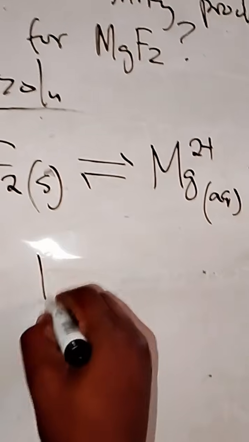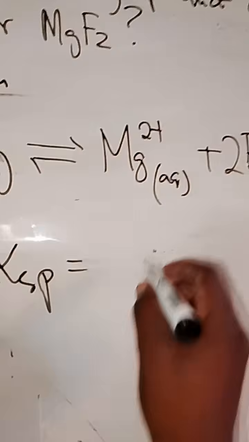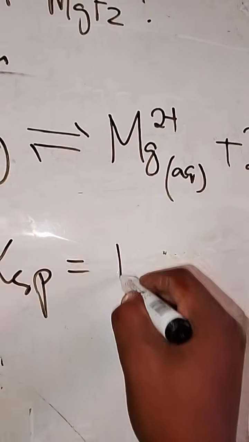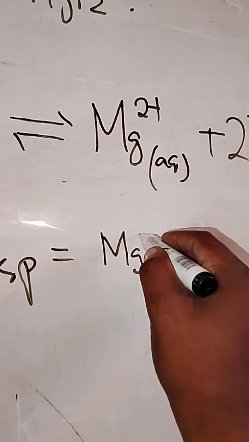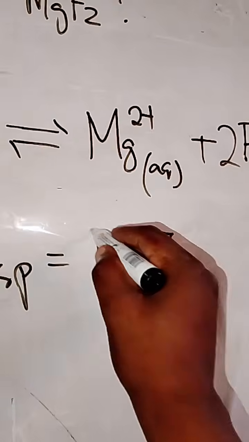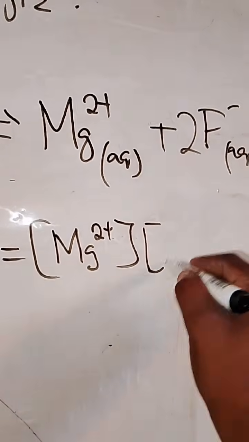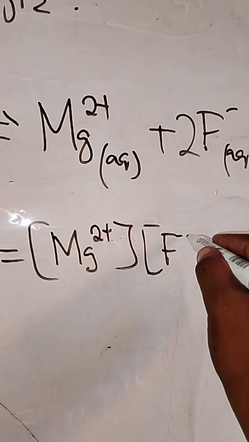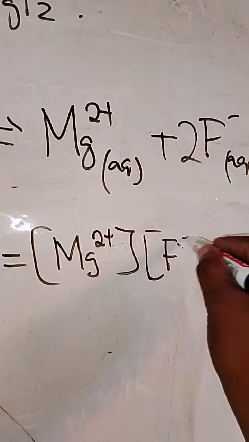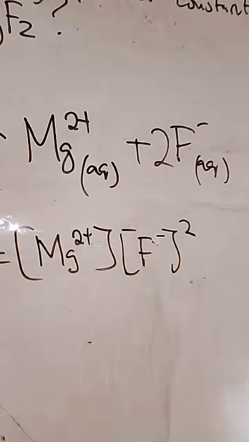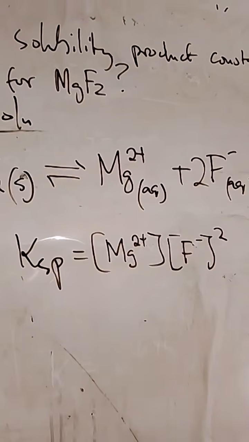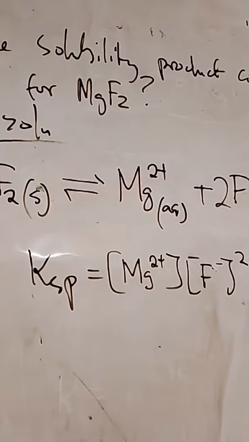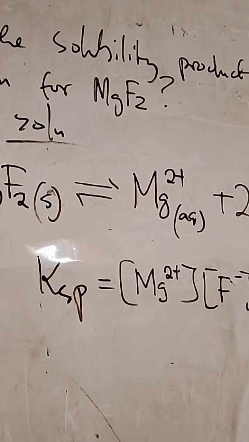So Ksp will equal the concentration of magnesium ion times the concentration of fluoride ion squared. Okay, so that is our solubility product expression.